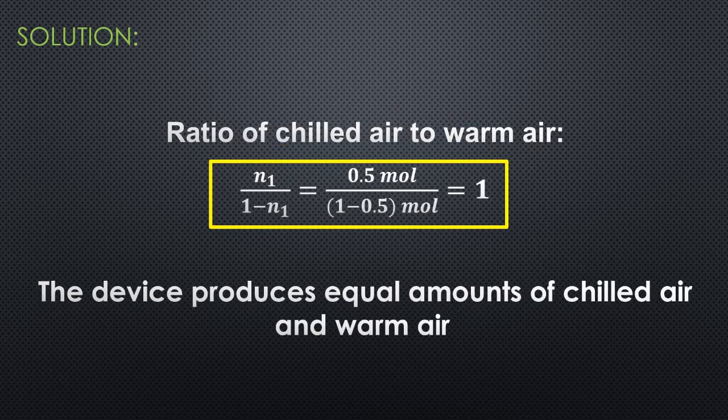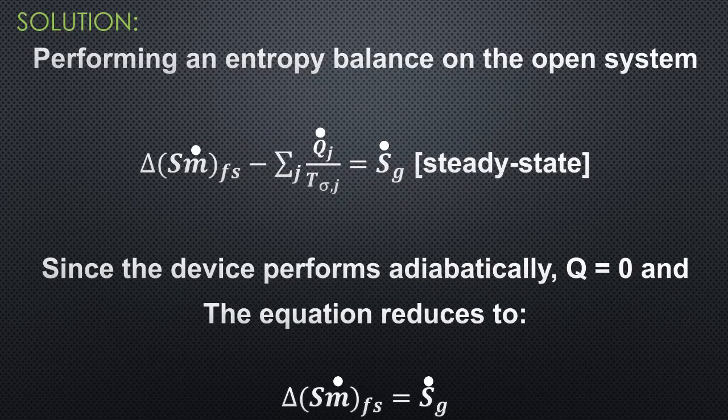We can now compute for the ratio of chilled air to warm air, which is N1 divided by 1 minus N1. The ratio turns out to be 1, such that the device produces equal amounts of chilled air and warm air. To determine if the device follows the second law of thermodynamics, we perform an entropy balance on the steady-state system. Since the device performs adiabatically, Q equals 0, and the equation reduces to this equation.